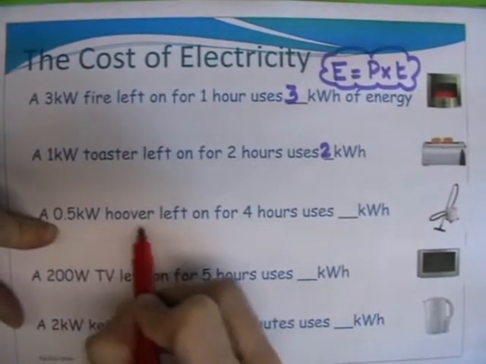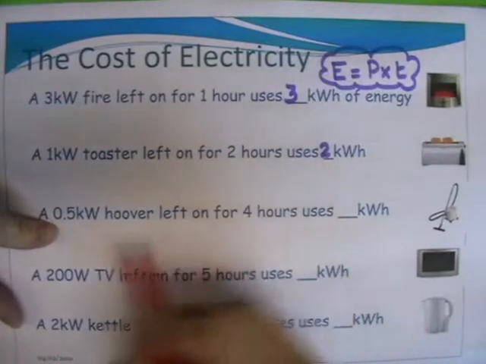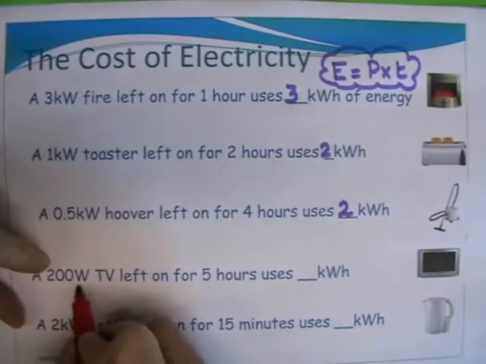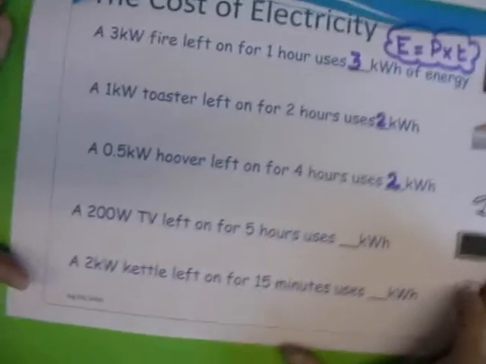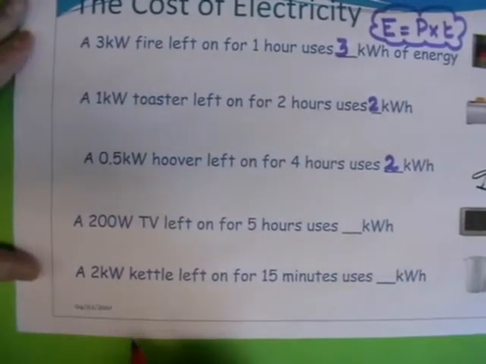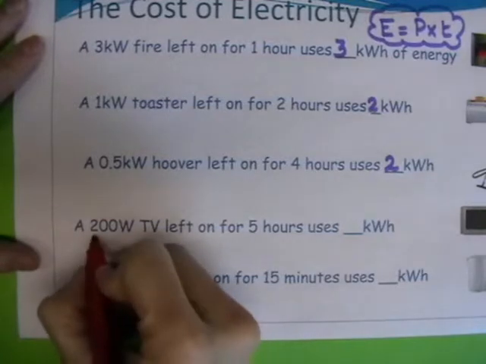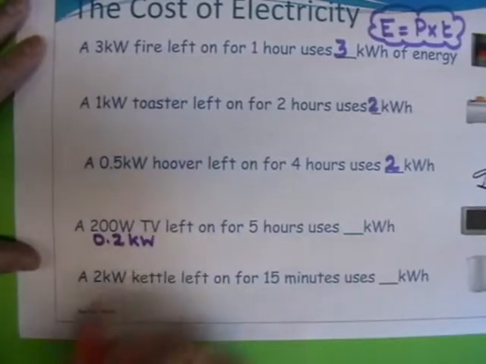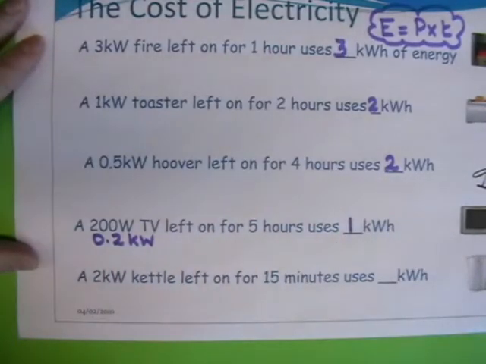A half kilowatt hoover left on for 4 hours. So what you have to do is multiply 4 by a half and the answer is 2. A 200 watt TV. Now, you need to be careful. Your 200 watts there has to be changed to kilowatts. And to change to kilowatts, you divide by 1,000. So that's 0.2 kilowatts. And again, you multiply by 5 hours, so 5 times 0.2 gives you 1.